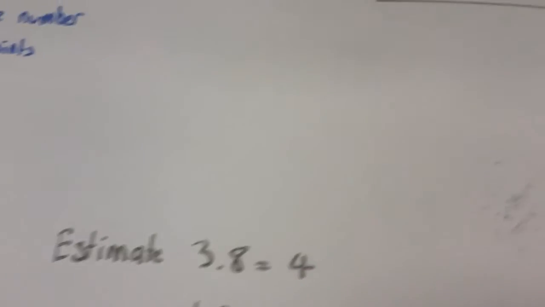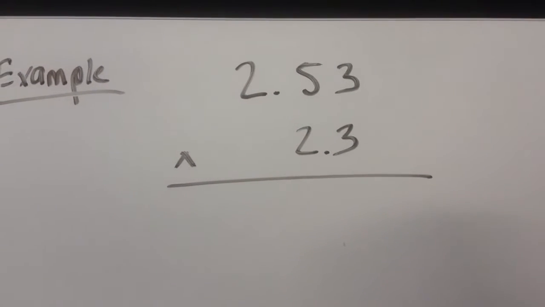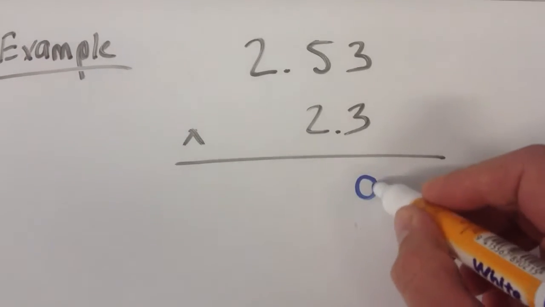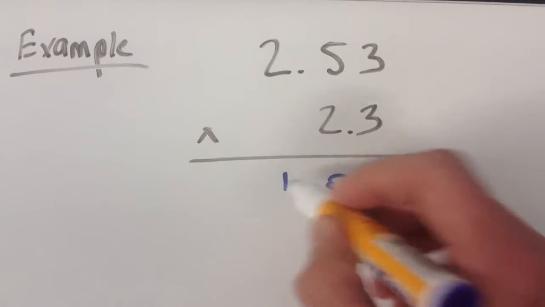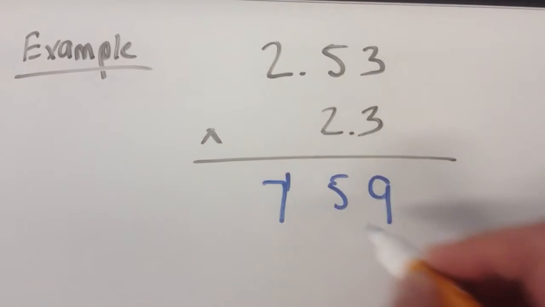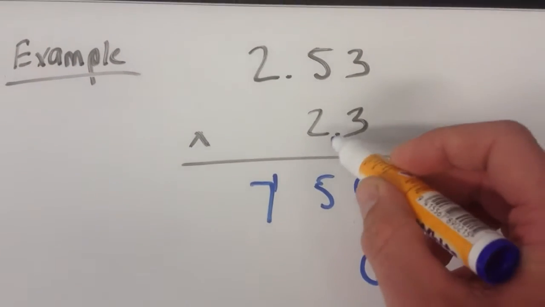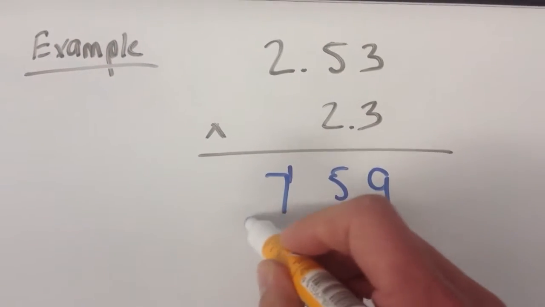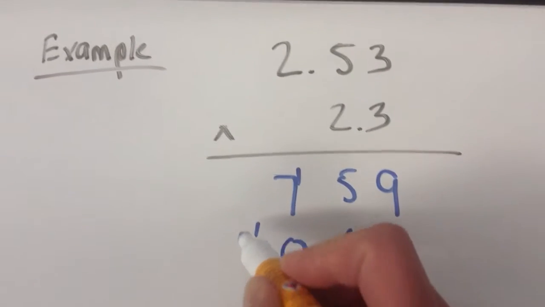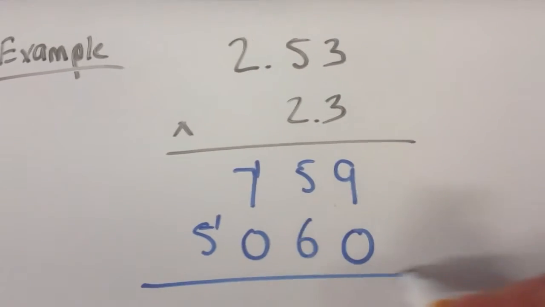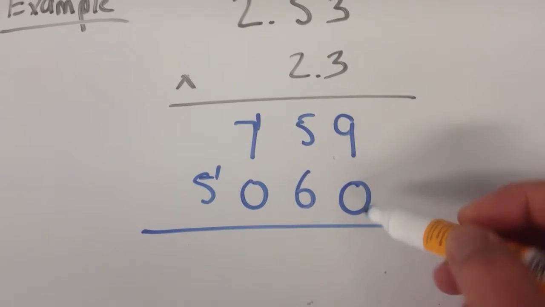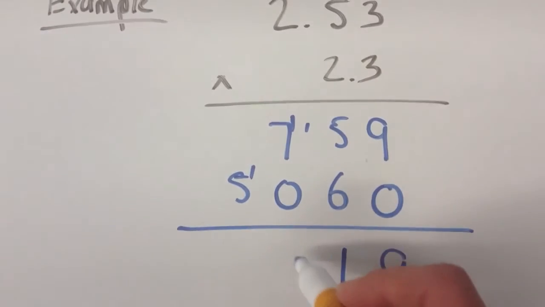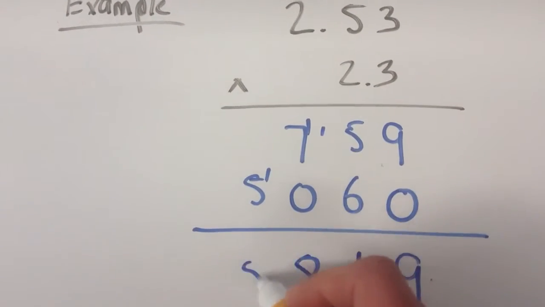Let's have a look at another example over here. Here we've got 2.53 times 2.3. So here we go. 3 times 3 is 9. 3 5s are 15, carry the 1. 3 2s are 6, and 1 is 7. Put down a 0. 2 times 3, 6. 2 times 5 is 10, carry the 1. 2 times 2 is 4, plus the 1 makes 5. Draw my line. Now I add it up. 9, 5 and 6 is 11, carry 1 and 7 is 8, and I've got 5.